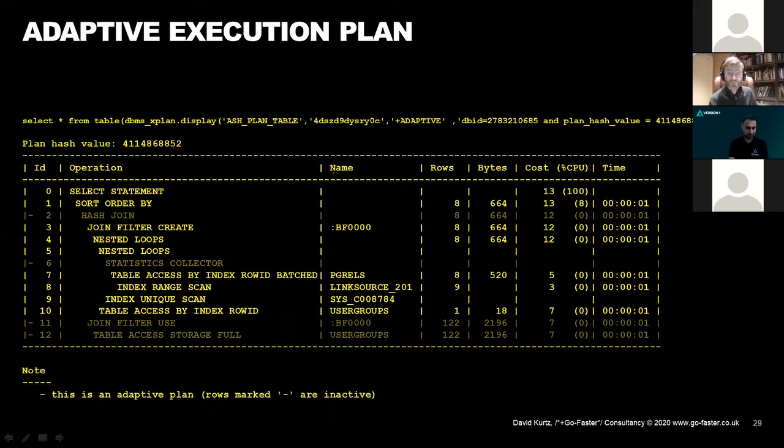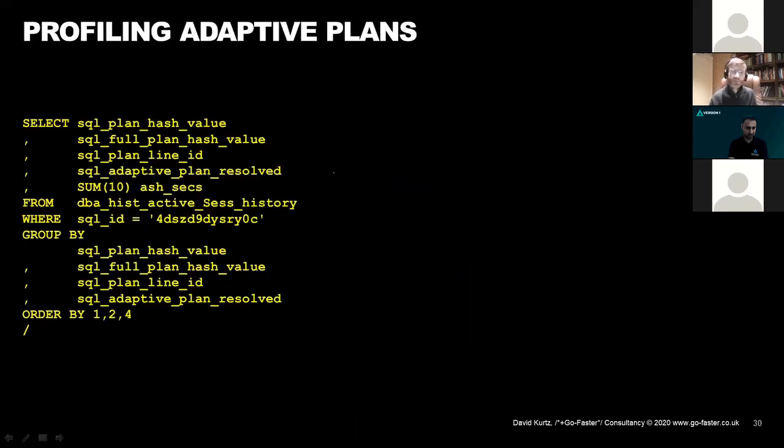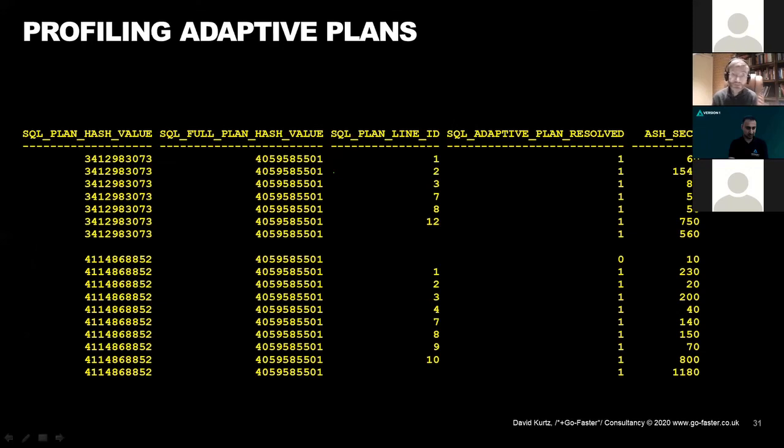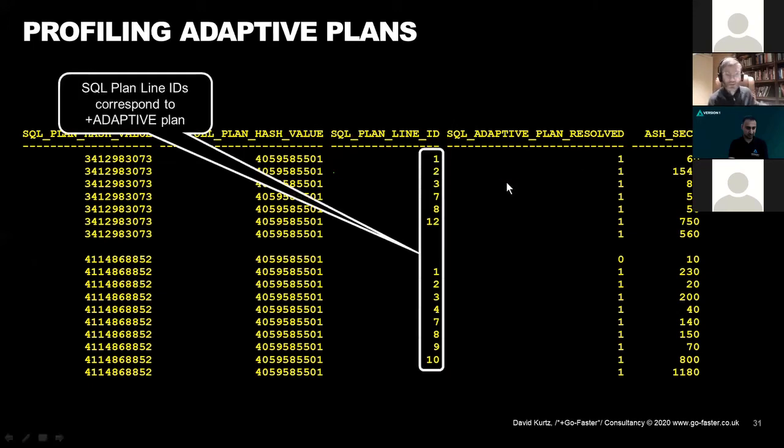Let's go back to the profile. And this time I'm going to profile my ASH data by plan hash value, full plan hash value, and the plan line ID. And here I get my 2 profiles. And now I've got lines 1 to 12 and lines 1 to 10. And I've got just one sample where plan resolved was 0. So by using the adaptive keyword, the line IDs correspond to the lines in the plan.